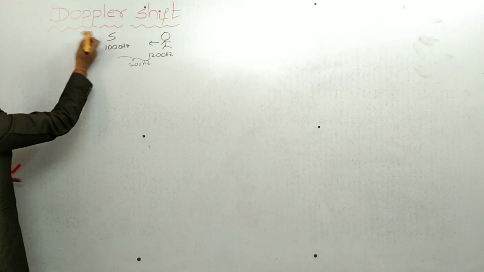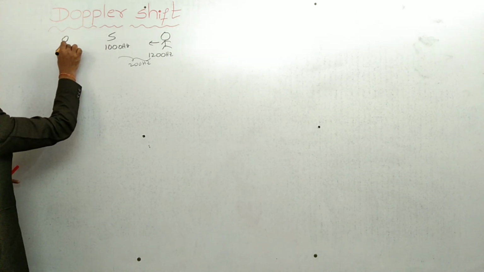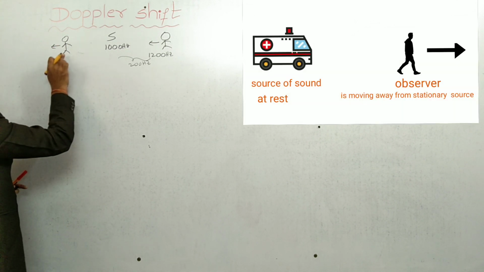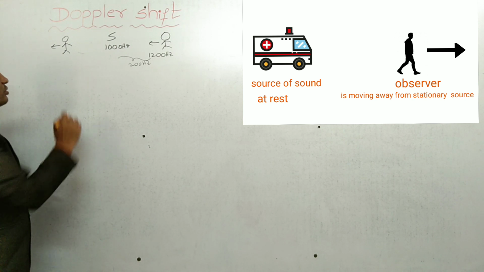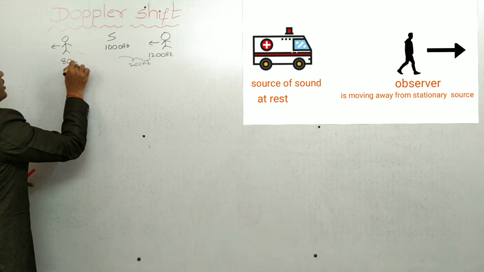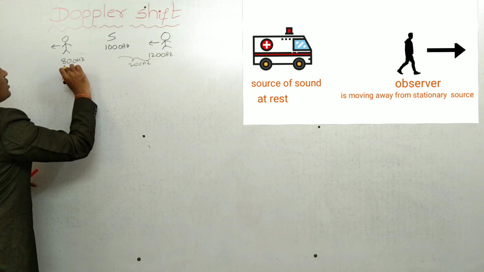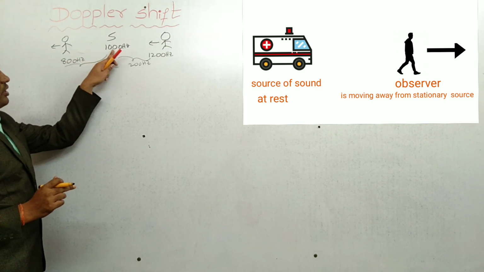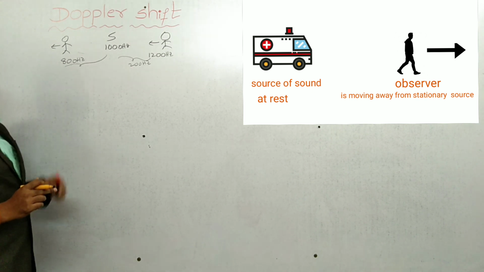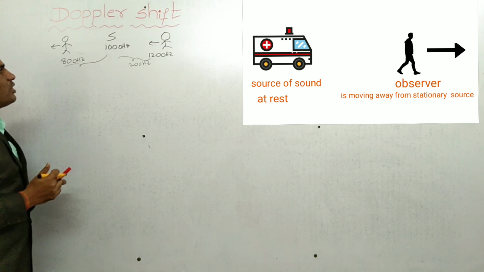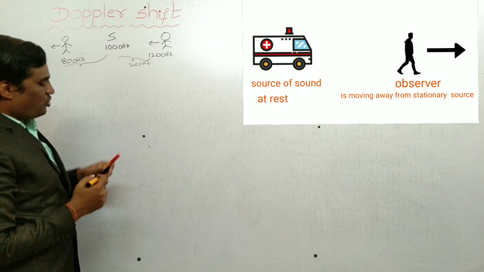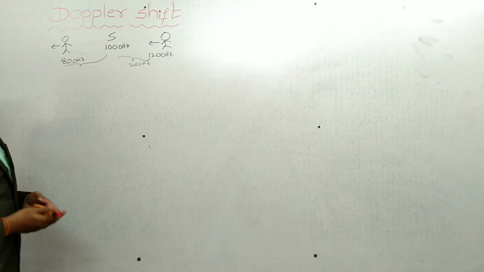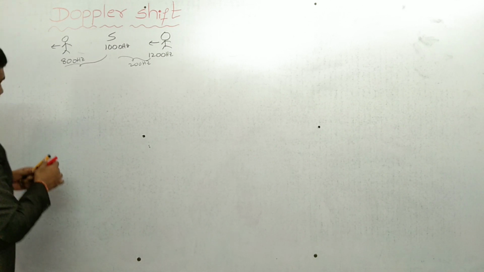Now suppose the observer is moving away from the source. In this case also he can't hear the actual frequency produced by the source. He can hear, suppose, 800 hertz. Now the difference between the actual frequency produced by the source and the apparent frequency heard by the observer is called Doppler shift. Now here we have to find out the apparent frequency in the different cases.